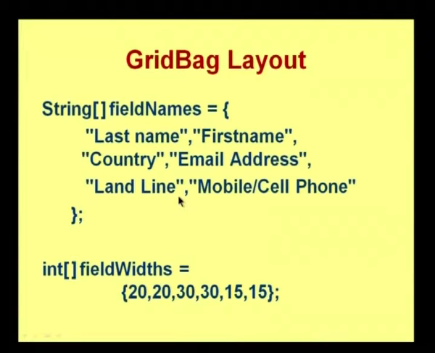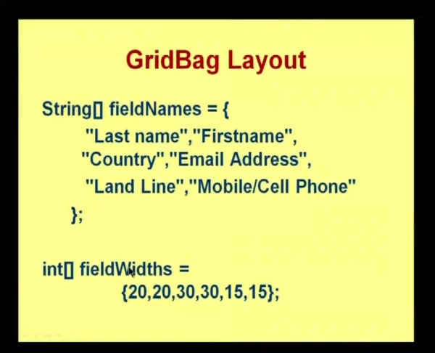Then we move on to the next. Here I am constructing a string array which is going to hold a list of fields. For field names, I am going to specify last name, first name, country, email address, landline, mobile, cell phone numbers. All these are stored in the string array fieldNames. Then I have another array, an integer array, which is going to hold the widths of these particular fields. You can notice that I don't have separate components being defined. I have an array, and using this array I am going to construct a set of components.